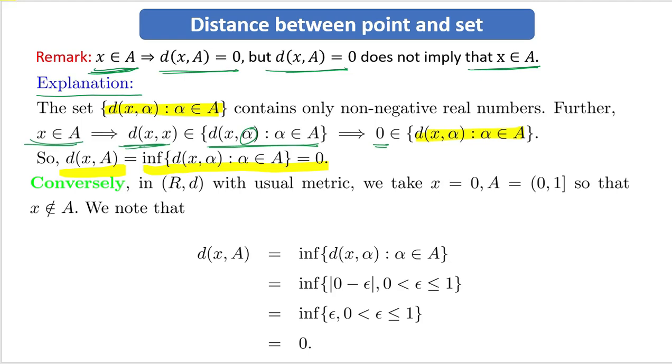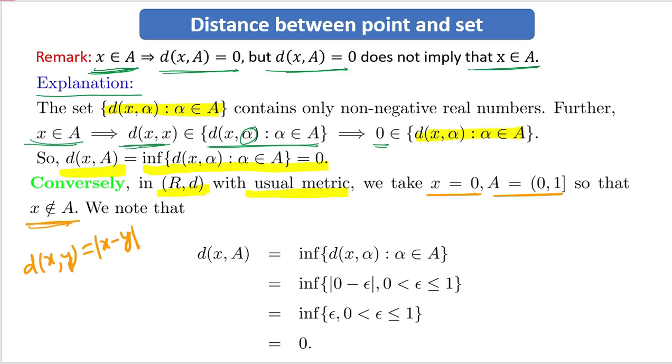For the converse, we are taking R with the usual metric. Usual metric means if I take d(x, y), then this is modulus of x minus y. This is the usual metric on R. Now what we are doing, we are taking a point x equal to 0 and a set A as the semi-open interval (0, 1], and therefore we note that x is not a member of A, because x is 0 and A does not contain 0.